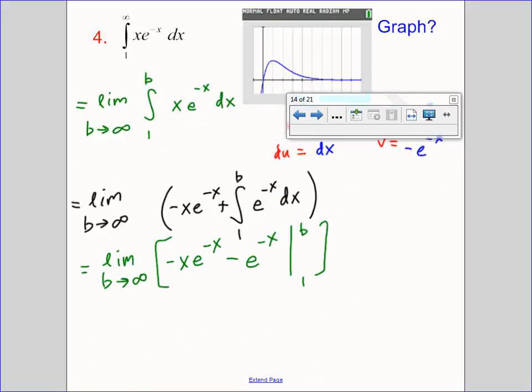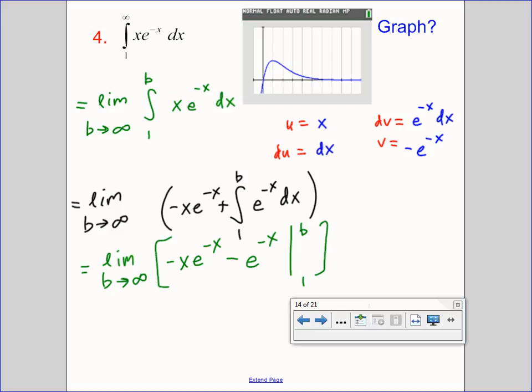Can we do that? Grace? Really, I tried to remember this from 1 to b of e to the negative x. Why isn't it negative e to the negative x? Because isn't it du times v? Right here? Yes, it is u times v.